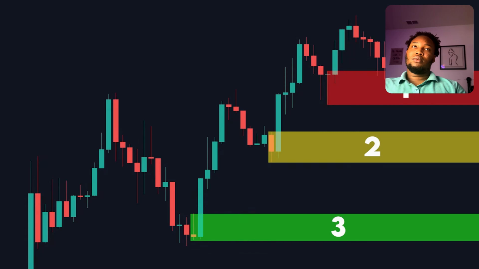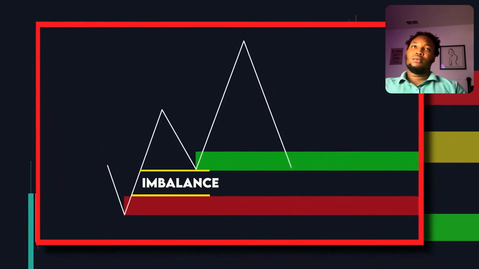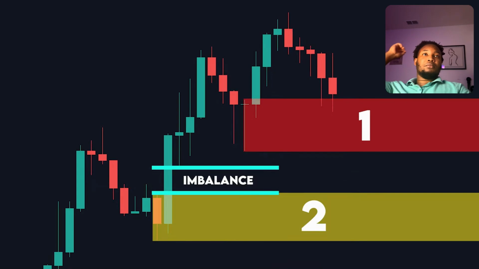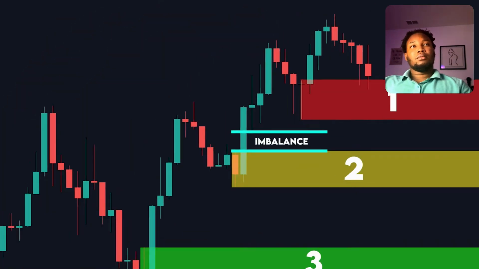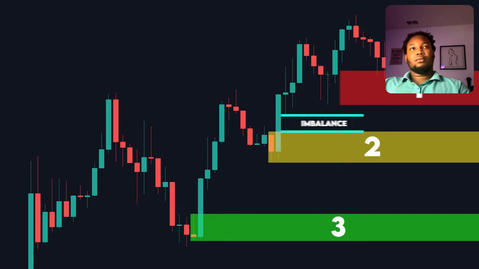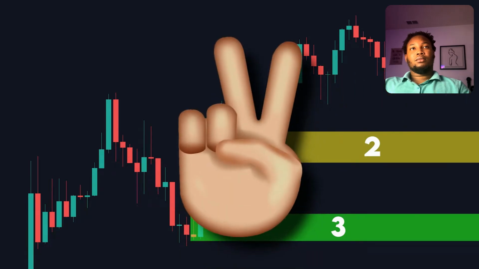Well, right away when looking at this chart, I can instantly write off zone 1. The reason being is because there's an area of imbalance right below this zone. And like I said before, price is naturally going to want to test this imbalance, which means in order to do that, it's going to have to break this zone, which also makes this our inducement zone. So in that case, we can remove the zone entirely. That leaves us with just 2 zones to choose from.